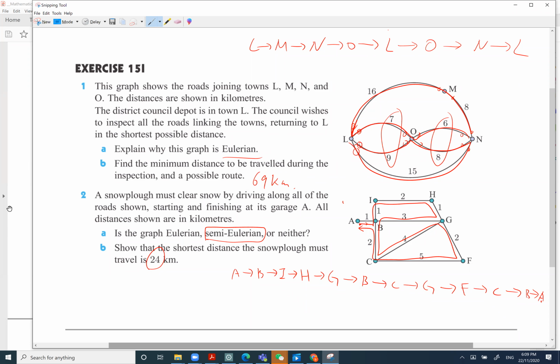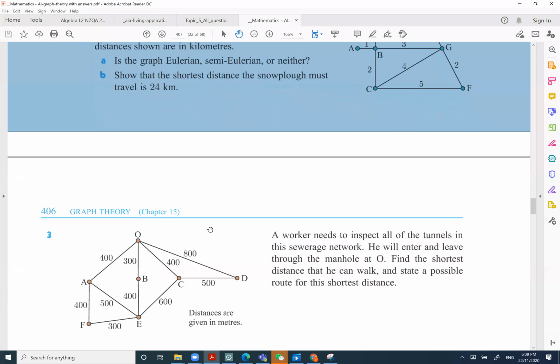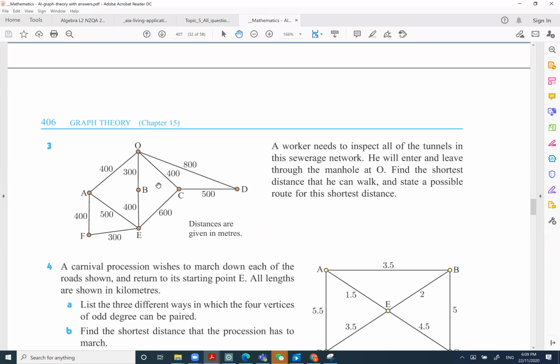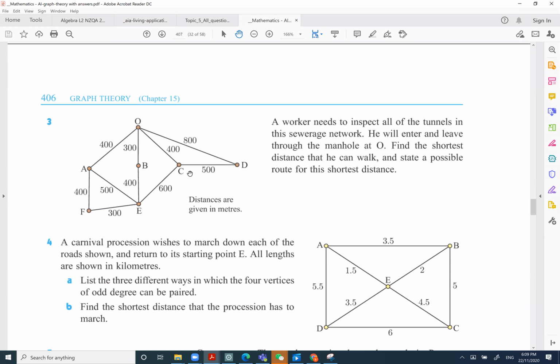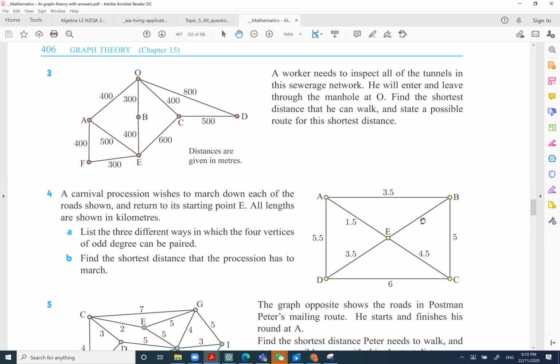Okay, this one is okay. Move on. This is like a homework number. Oh, we need to check. If it has more than 2 odd vertices, we will do it as homework. But this one has 2. C has 3 edges. A has 3 edges. Number 3 is homework.